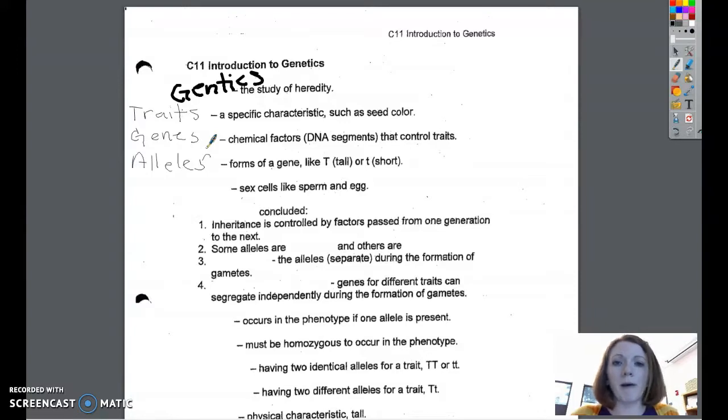But when I say big T, little t, or big G, little g, I'm going to be talking about the alleles. That's what they're called. We use them as a model.